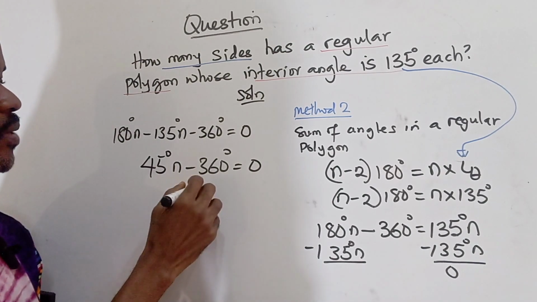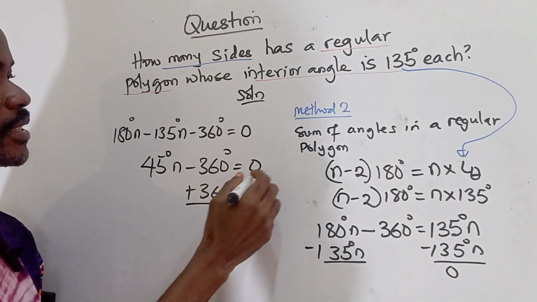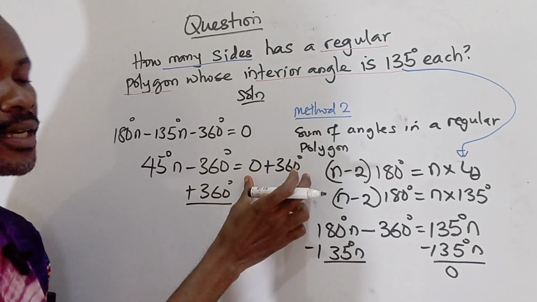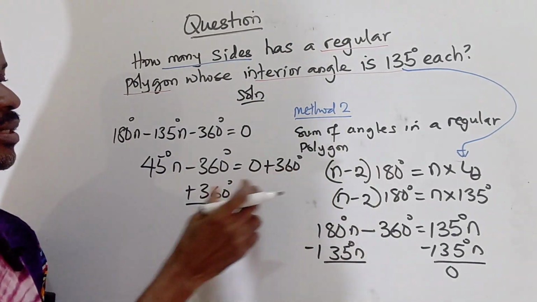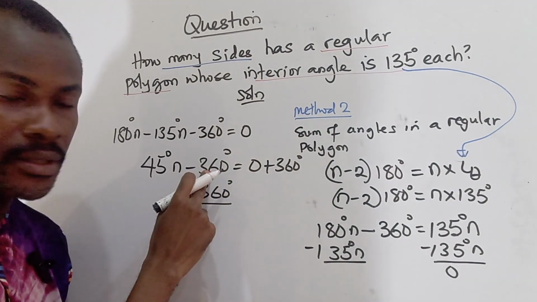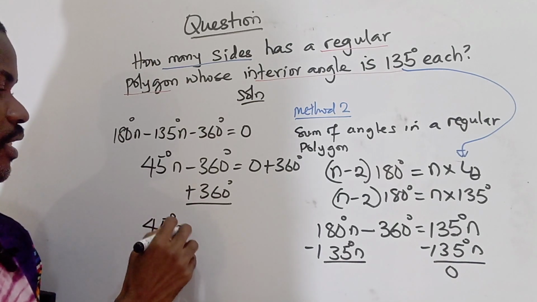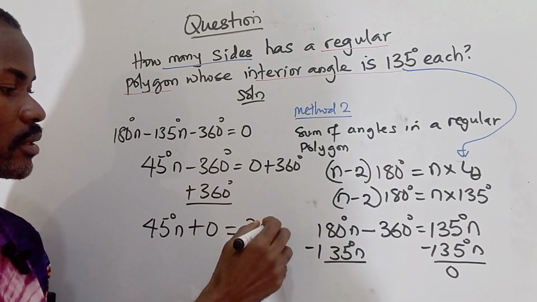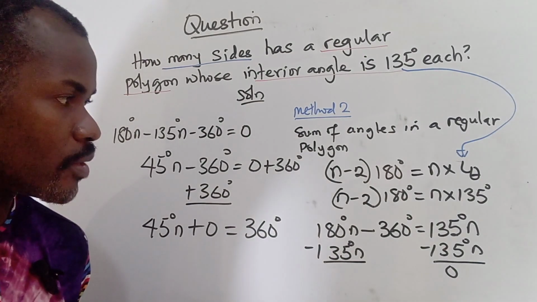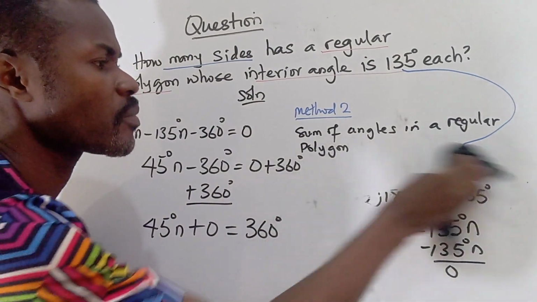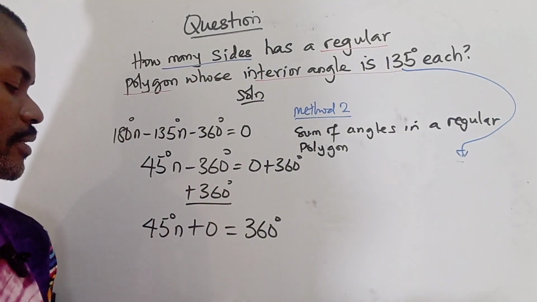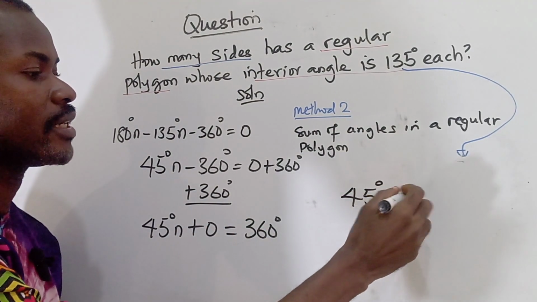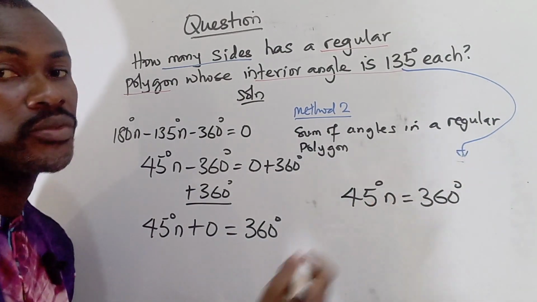At this point, we are going to add 360 to both sides. So I've added 360 here and I've added 360 here. The simple reason is to eliminate this minus 360. So 45 degrees N, this is 0, is equal to 0 plus 360 degrees. From that, we can see that we're almost left with just N. So 45 degrees N plus 0 is going to give me 45 degrees N, which is equal to 360 degrees.